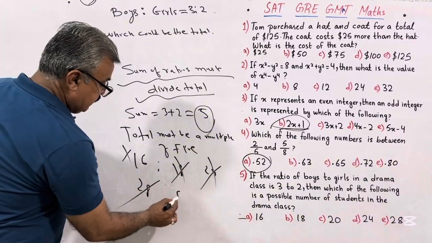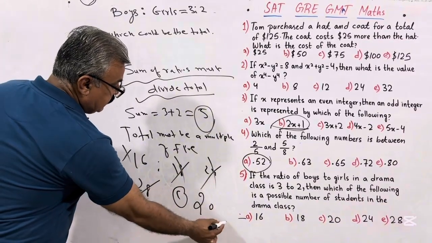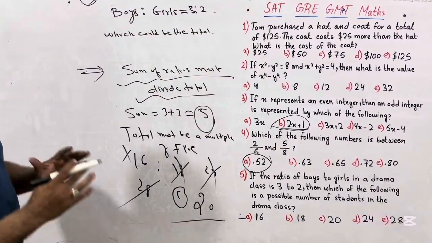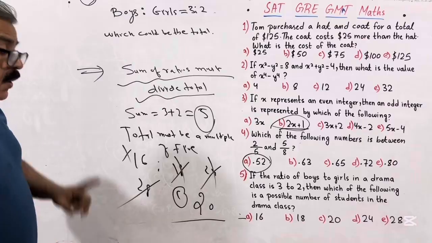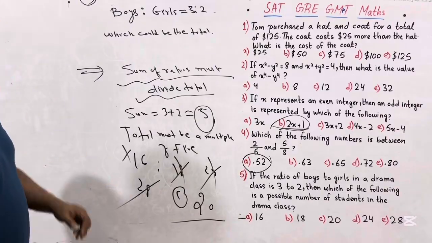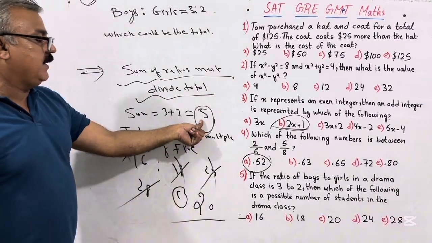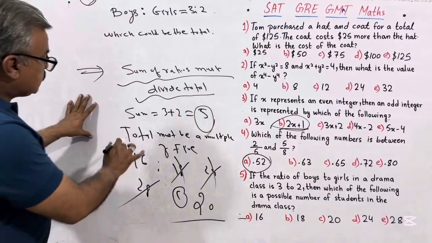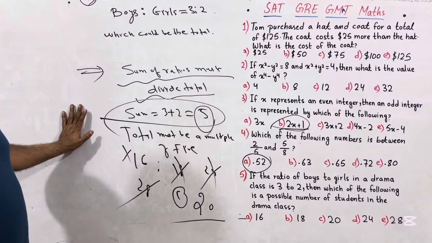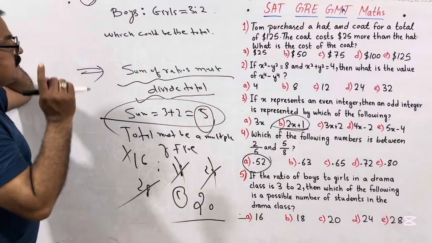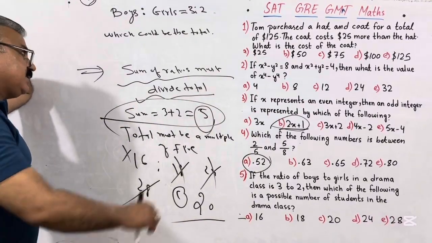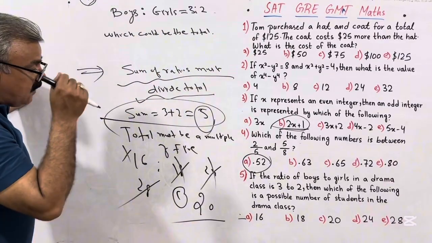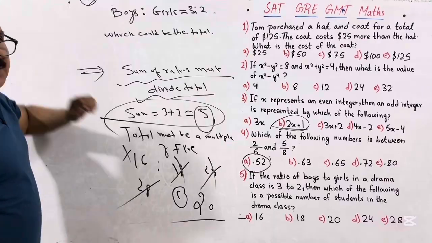However, 20 is, option C is 20. So in that situation, the total number of boys and girls could be 20. Why? Because 20 is a multiple of 5. What is the nature of 5? It is the sum of the ratios. The sum of the ratios must divide the total. That is the key fact in that question. See you in the next frame.